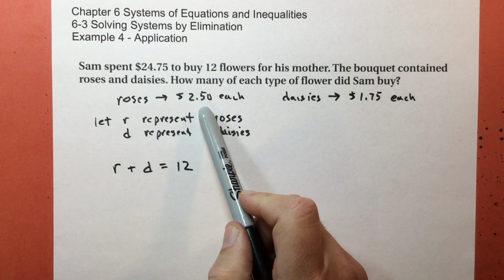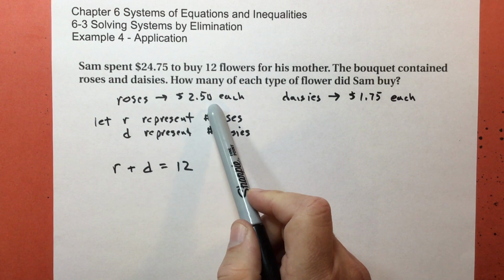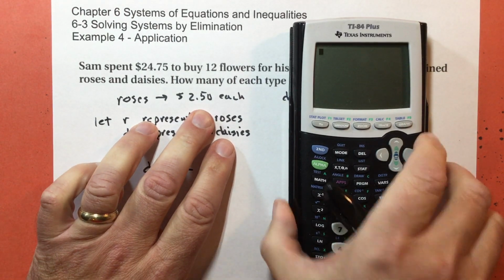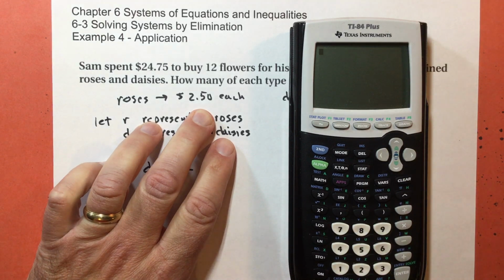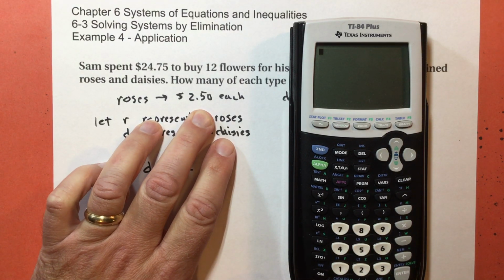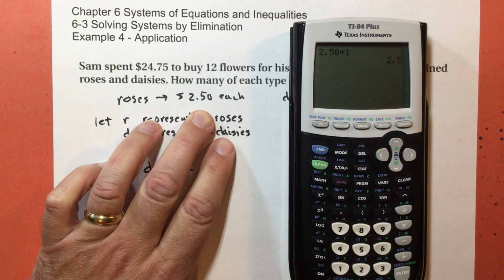Each rose costs $2.50. So how much did he spend just on roses? Well, let me show you something with the calculator. This is just for explaining. You don't need a calculator for this part. How much does he pay for one rose? That's $2.50 times 1. I don't need a calculator for that. It's still going to be $2.50, and notice it went to one decimal place, but that's okay.